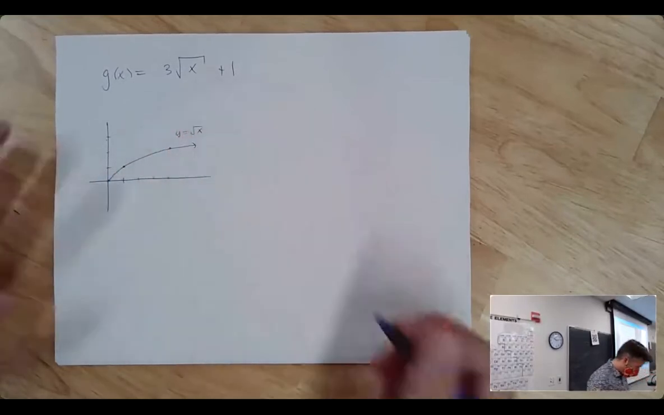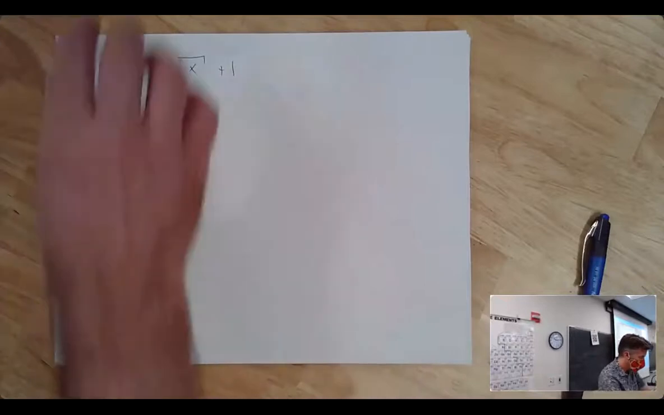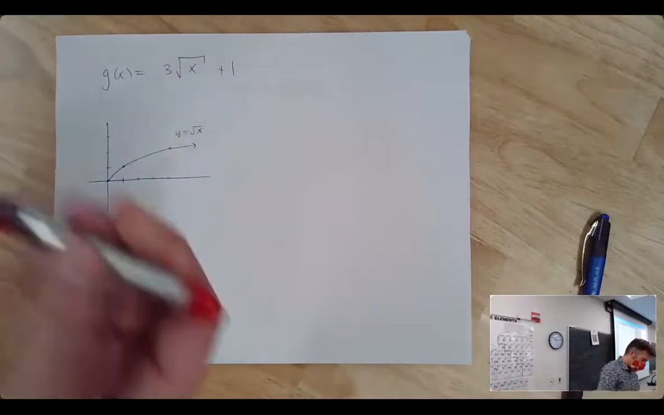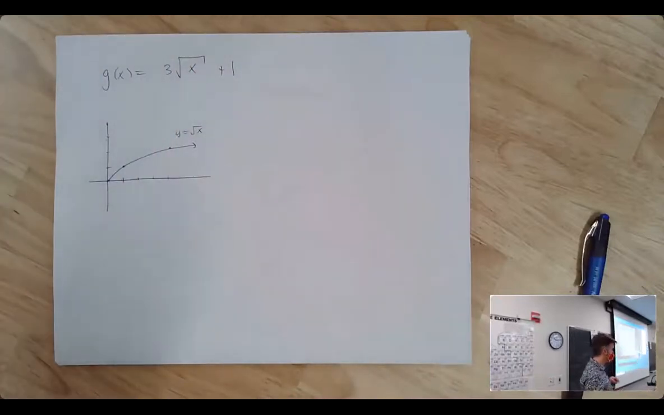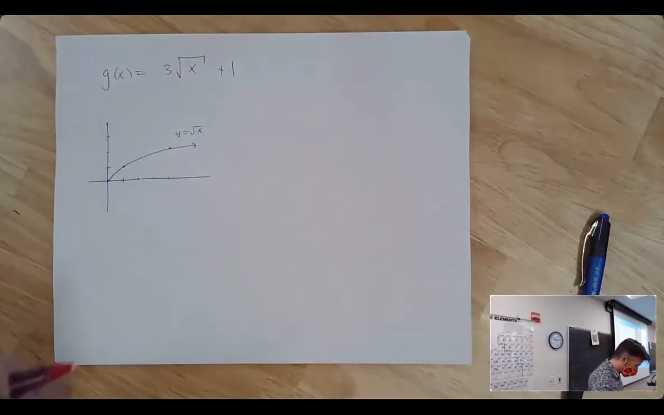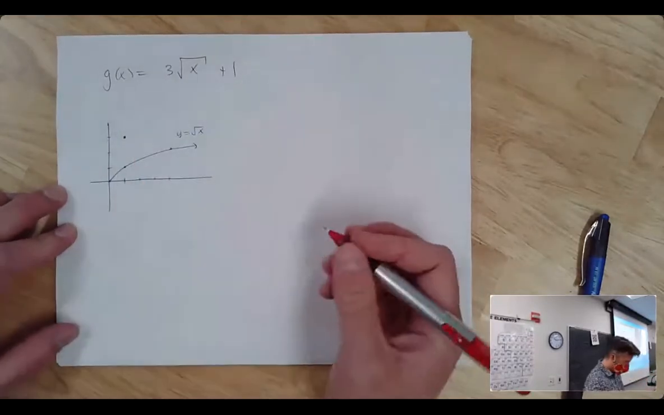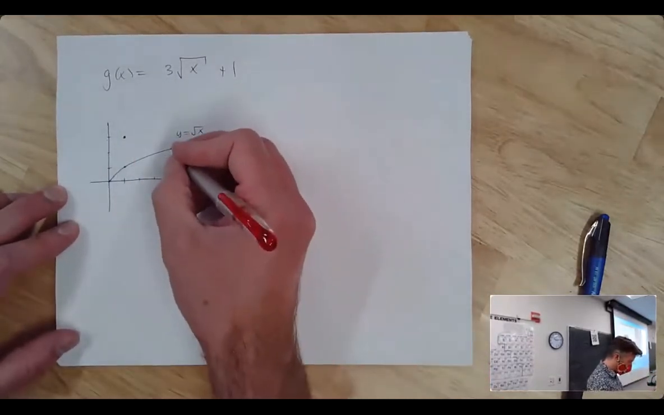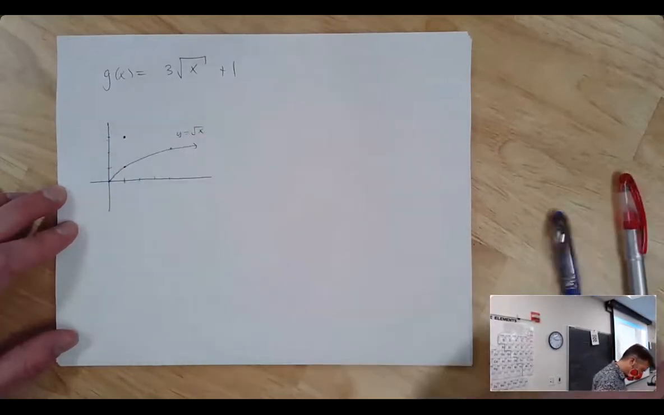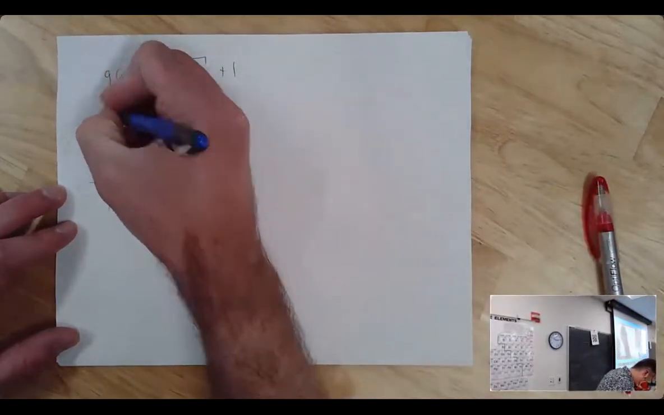And then when I multiply that by 3, all the y values are going to, sorry, not increase by 3, are going to multiply by 3. So instead of getting the point 1, 1, I'm getting the point 1, 3. Instead of getting the point 4, 2, I'm getting the point 4, 6. It might be off the charts.